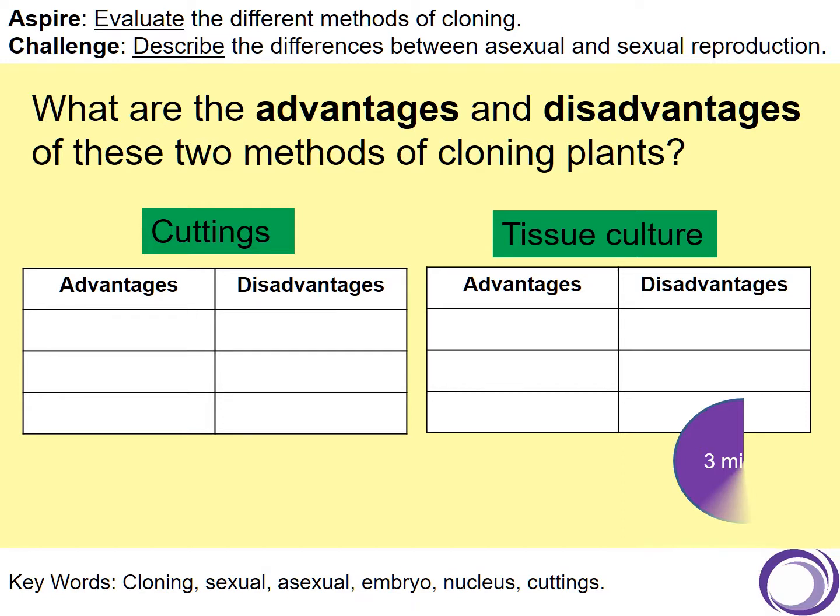Okay, that's half your time up. Try and get something in each column. Advantage and disadvantage of cutting, and at least one advantage and disadvantage of tissue culture. Great if you've got more than one for each column. This is a common 6-mark question, so it's really worth digging deep and seeing what you can come up with.